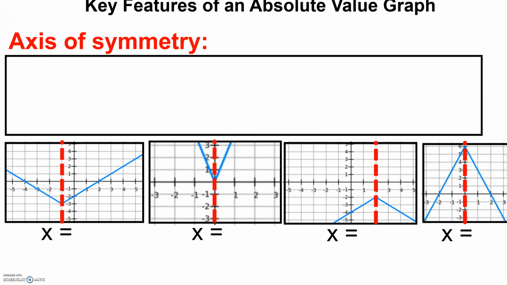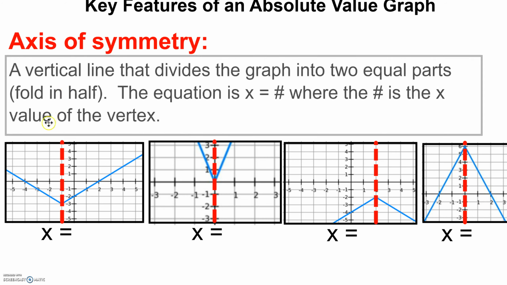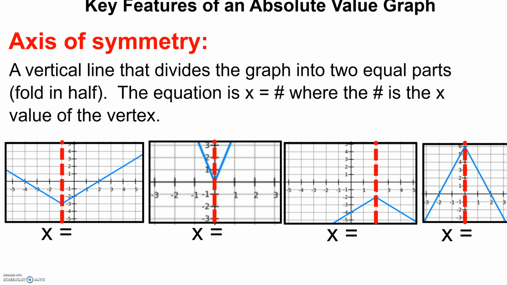The next key feature we're going to talk about is the axis of symmetry. It sounds pretty cool. It's a vertical line, so that's where it's going straight up and down, vertical, that divides the graph into 2 equal parts. So basically it's like if I took that V and I folded it in half. The line where I folded it would be my axis of symmetry. Symmetry just means it's the same on both sides. The equation is x equals a number. So that's why you can see x equals under every single one of these graphs for the axis of symmetry.